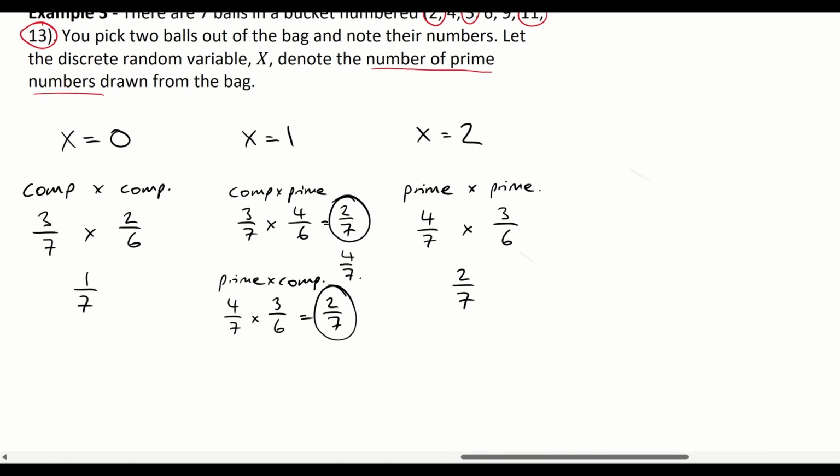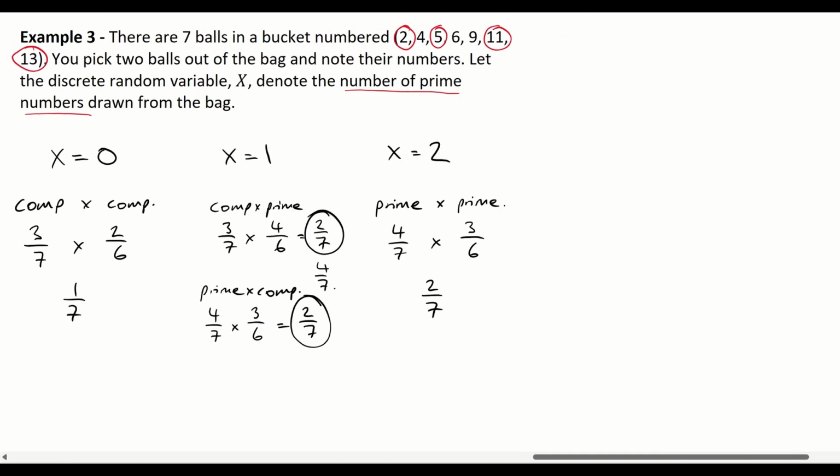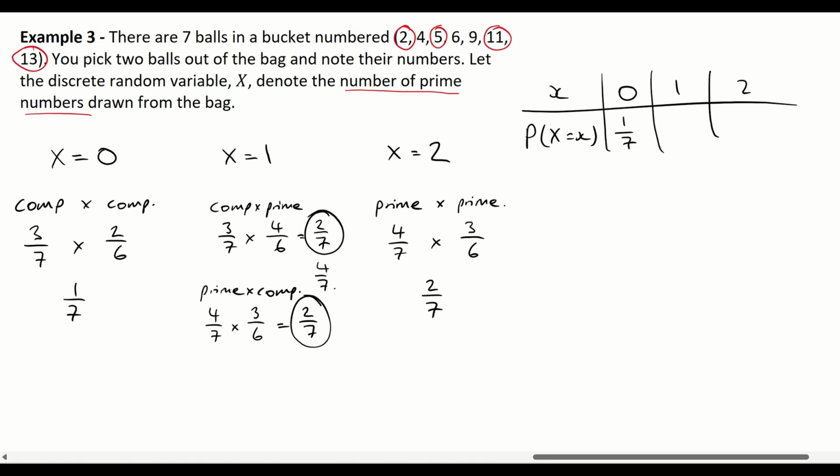So if I completed a probability distribution table, and I might do it over here, I've got x and then the probability that x is equal to x. I could get 0 primes, 1 prime, or 2 primes, and they have these probabilities respectively, which we calculated. What can we do with this? Well, we could calculate the expected value, the variance, and the standard deviation for this.